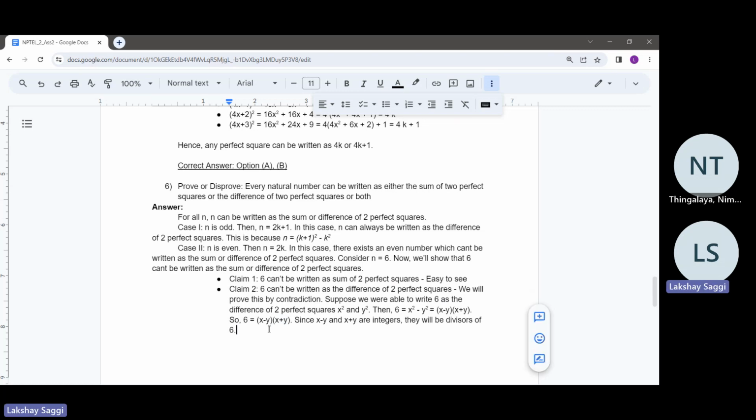And we know that the divisors of 6 are 1, 2, 3, and 6. Only these are possible divisors of 6, right? So you can just check all of these cases. You can put x minus y as 1 and x plus y as 6, and x minus y as 2 and x plus y as 3, and you can check that from those equations we won't be able to get that x and y are integers.